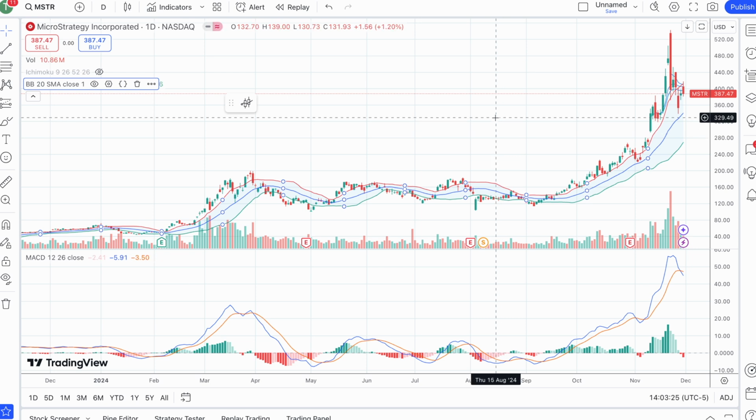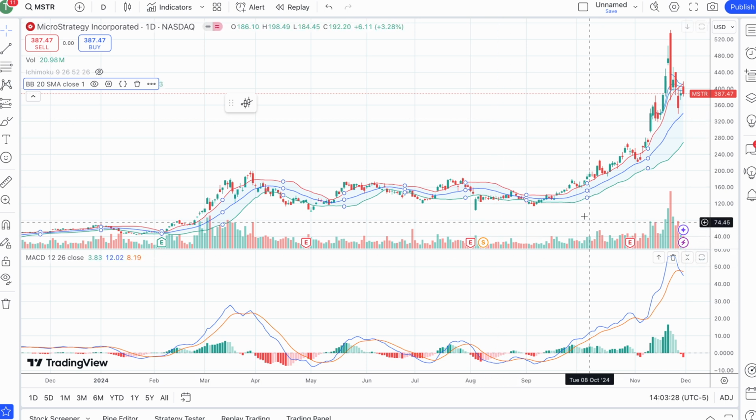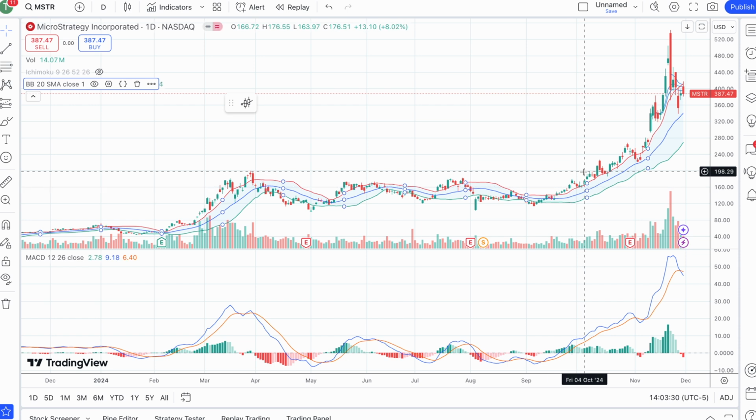Today I want to look at MicroStrategy, and basically I'm looking for specific technical parameters that are going to tell me when to get long this stock, and I think I might have found them.